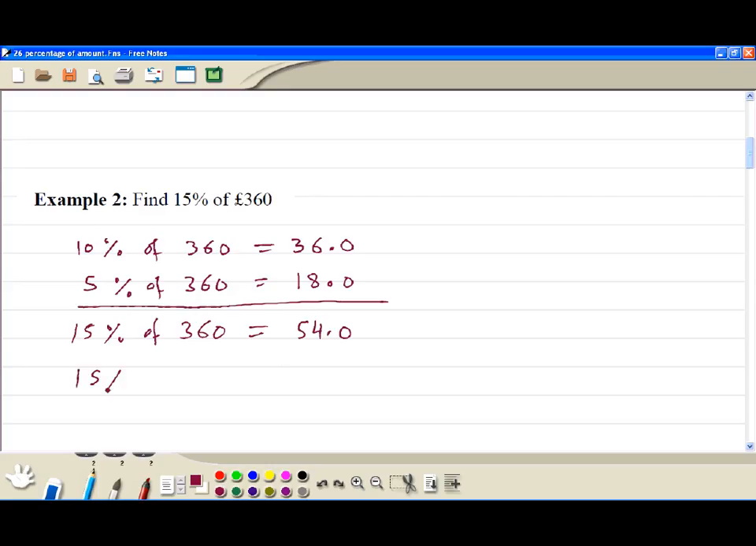So 15% of £360 is equal to £54. Because it's money, you write 2 decimal places, or 2 zeros after the decimal. So correct to 2 decimal places, which means to the nearest penny.